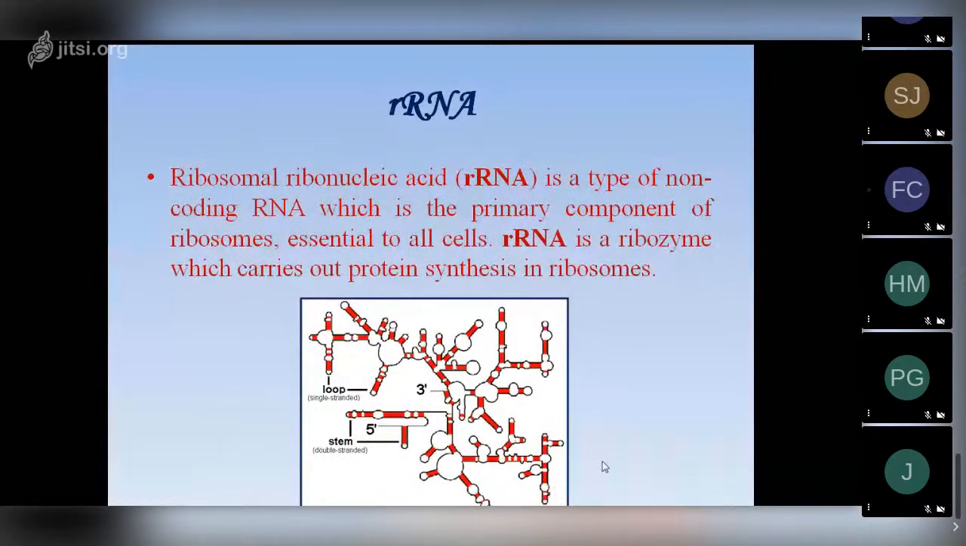This is the rRNA molecule, ribosomal RNA. Here, actually, many different types of secondary structures are present. Ribosomal RNAs are the major component of the ribosome, as I told you. Apart from the protein, these are the major components in the ribosome, and they can have different types of secondary structures.